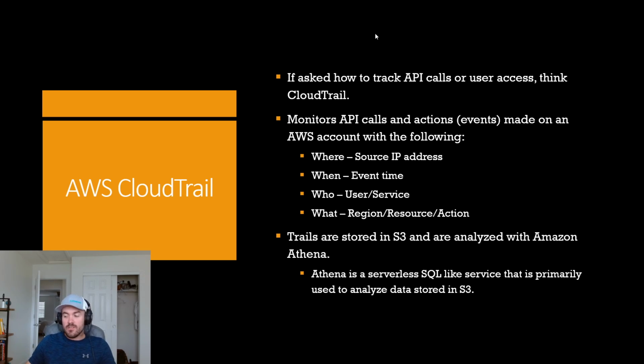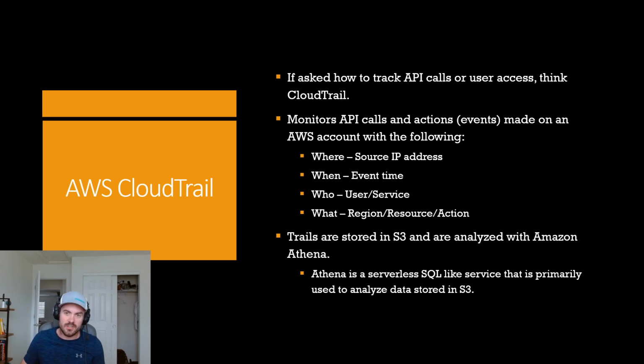So we have, on the other hand, AWS CloudTrail. And this is very similar to CloudWatch, except where CloudWatch is looking at what is happening with our architecture, CloudTrail is looking at who is doing something or who did something. It tracks API calls or user access. So when you're thinking or even asked about how to track API calls or user access, start thinking of CloudTrail, because you will be asked about CloudTrail on the test at least once, probably multiple times. So get familiar with that.